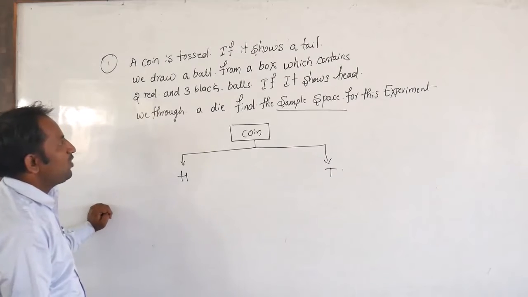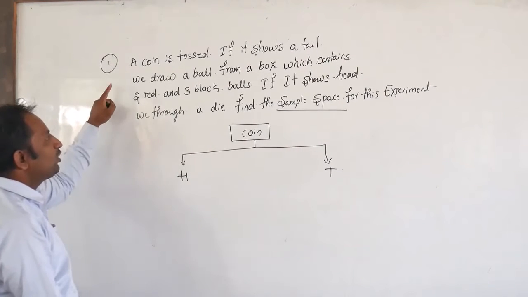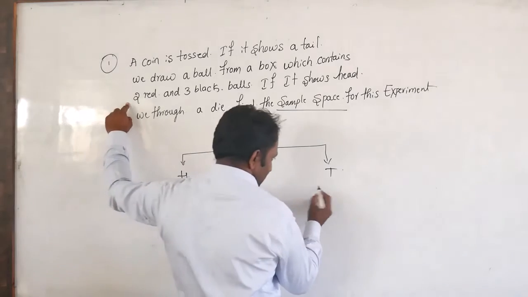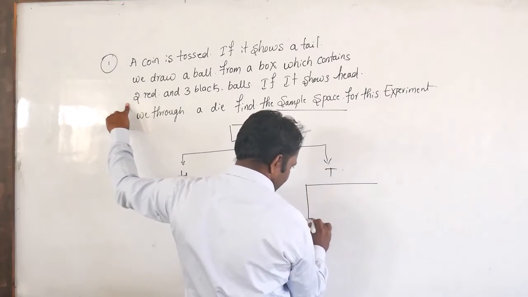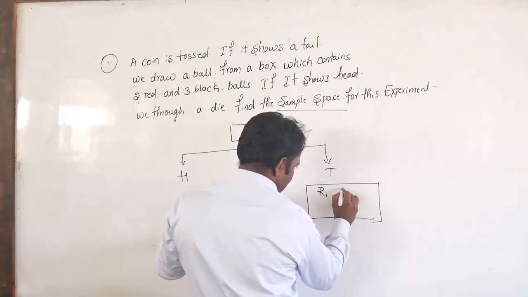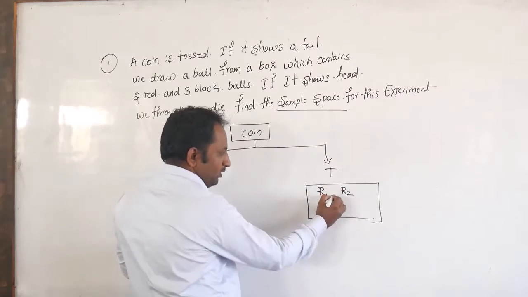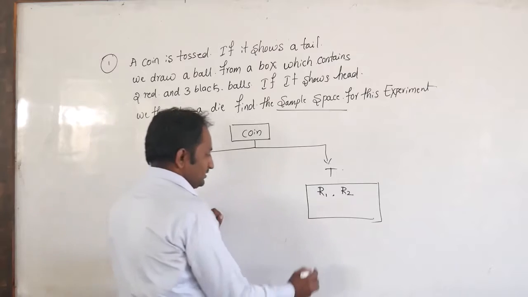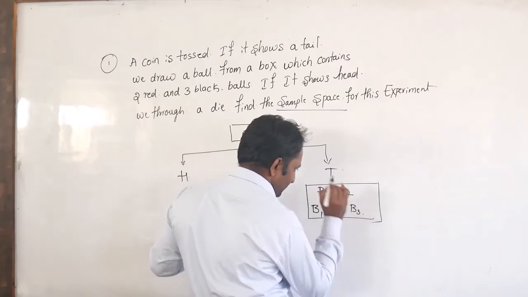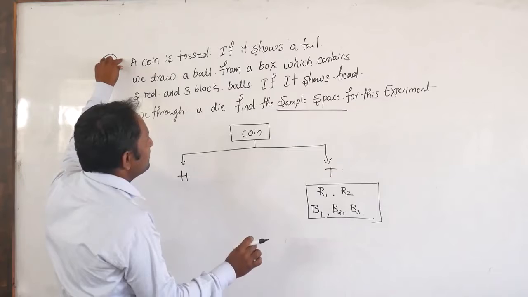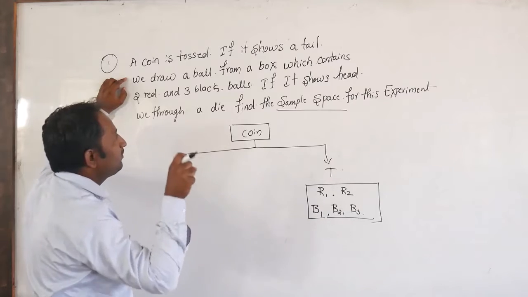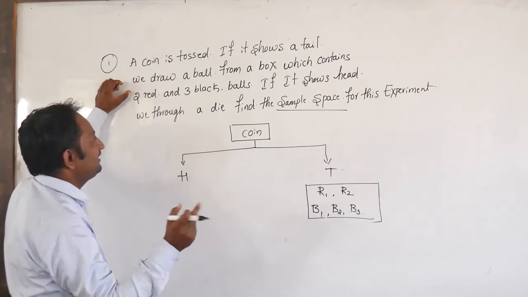Here a coin is tossed. If it shows a tail, we draw a ball from a box which contains 2 red and 3 black balls. Consider one box containing 2 red and 3 black balls. Name the 2 red balls R1 and R2, and the 3 black balls B1, B2 and B3.